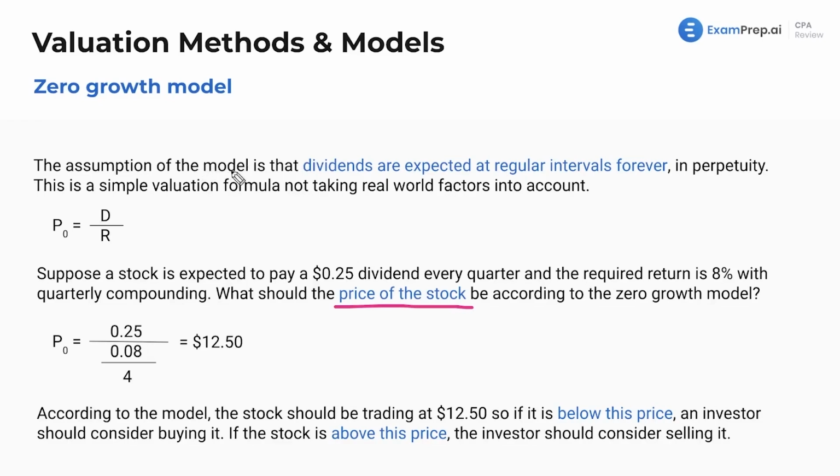It's an assumption of a model. The assumption of the model is that dividends are expected at regular intervals forever. So could you do this for Amazon? As of right now, Amazon does not offer dividends on its shares. So you could not use this model, and it expects that dividends are at regular intervals forever. It doesn't take into account the increase or decrease of them. You see, it's super basic.